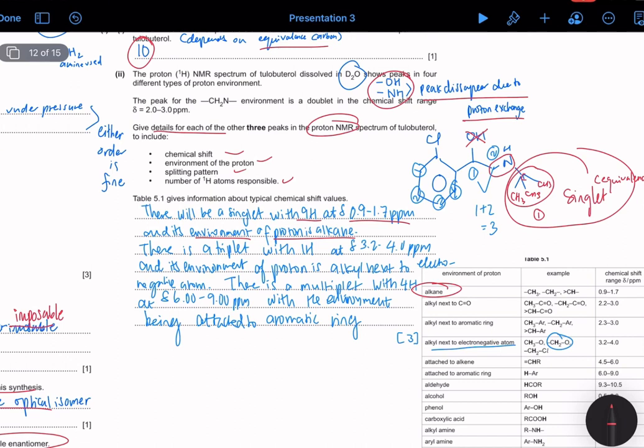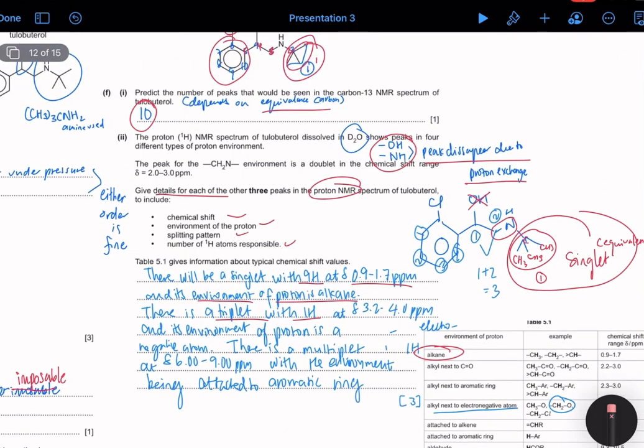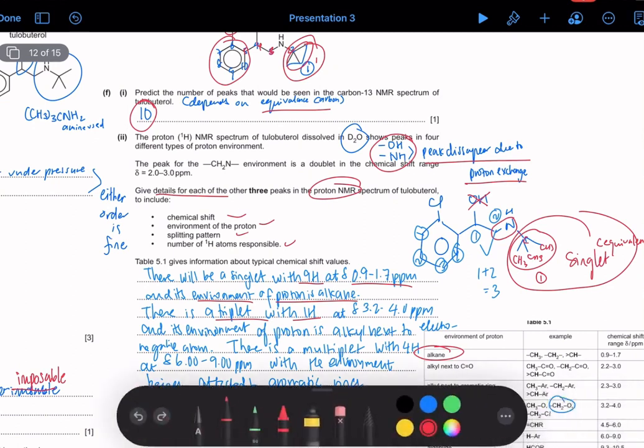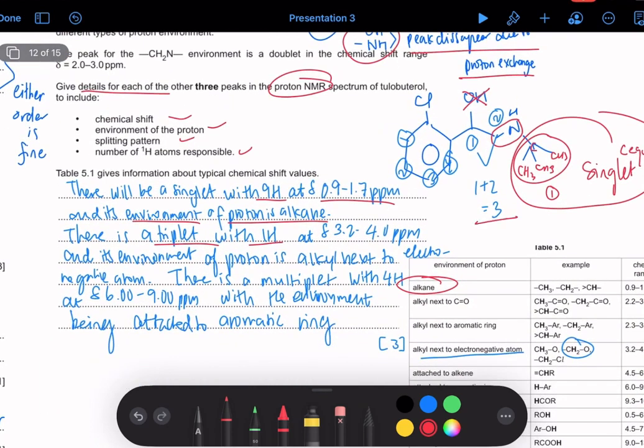Alright, and there will be a triplet with 1H at 3.2 to 4 ppm, and its environment of proton is alkyl next to an electronegative atom. So which one is that? That one would be this.